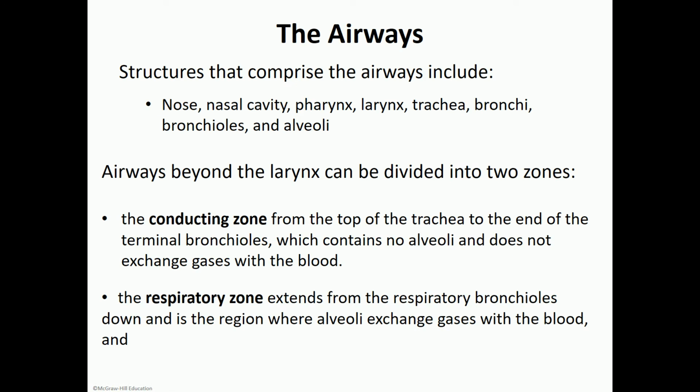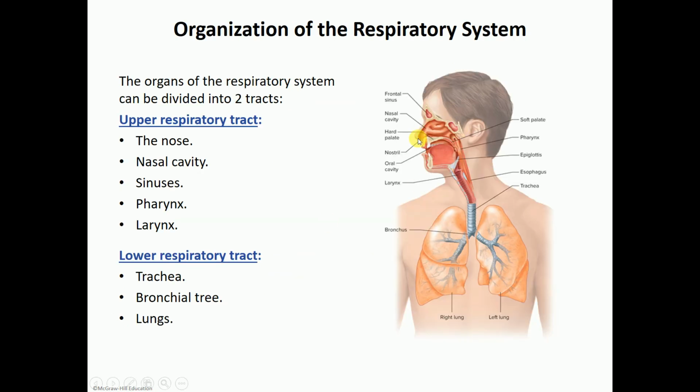Now the airways, and those pretty much start from the nose all the way down until it reaches the alveoli. So you want to be able to follow the path of air. You can see here that air would go through the nose, nasal cavity, down to the pharynx. Remember, we said that the pharynx is a pathway for both air and food.